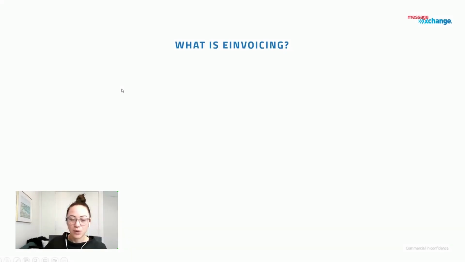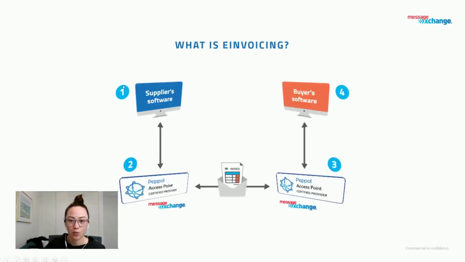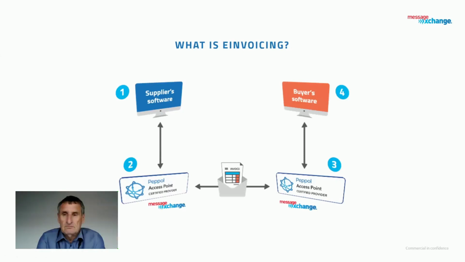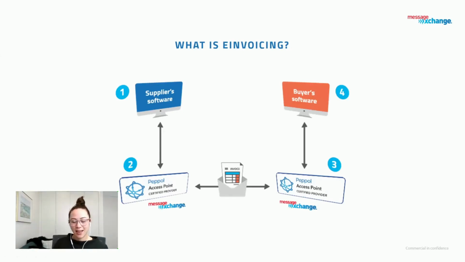So just to give you a bit of an idea, for anyone who is new to eInvoicing, let me explain a little bit about what it is. eInvoicing in Australia follows a PEPPOL standard. That's an international standard that the ATO and the Ministry of Business, Innovation and Employment in New Zealand have adopted here. And it allows eInvoices to be exchanged between any software to any software. So it's software agnostic, which is a real difference in this.